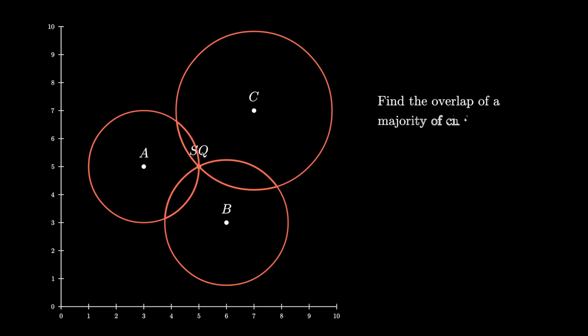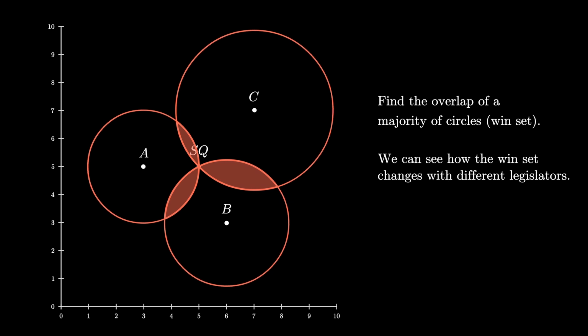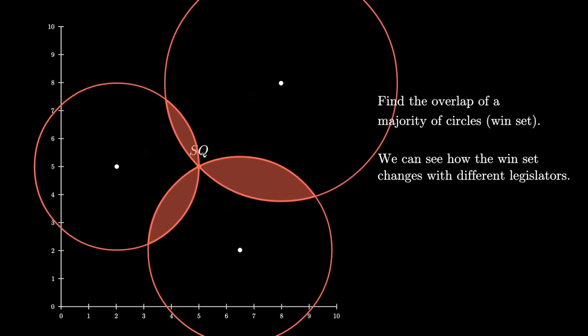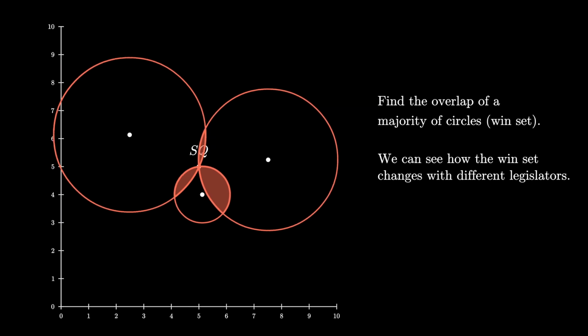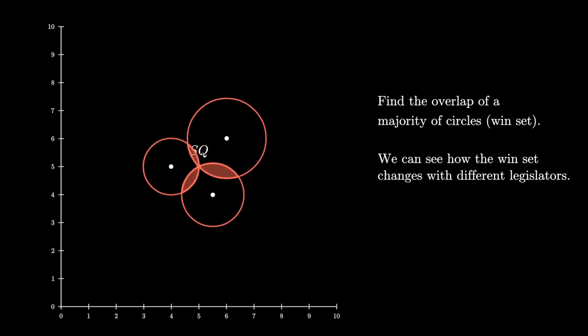Like in the one-dimensional case, we now need to find the win set, the set of policies that at least a majority of legislators prefer to the status quo policy. The win set is the intersection of a majority of preferred-to sets, in this case 2 of 3. The shaded regions represent all policies that a majority of legislators prefers to the status quo policy. We can see how the win set and preferred-to sets change as the legislators' ideal points change. As they get farther away, they get bigger. As they move around, the region shifts. As they get closer, they get smaller.